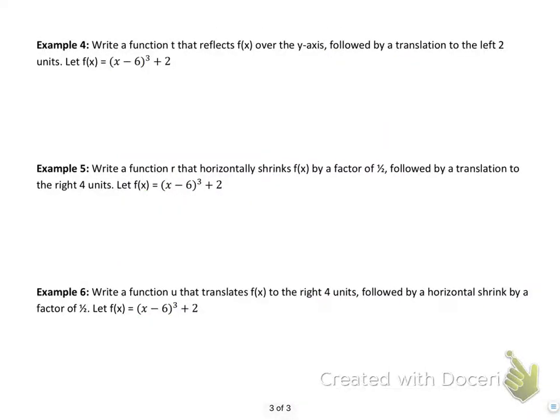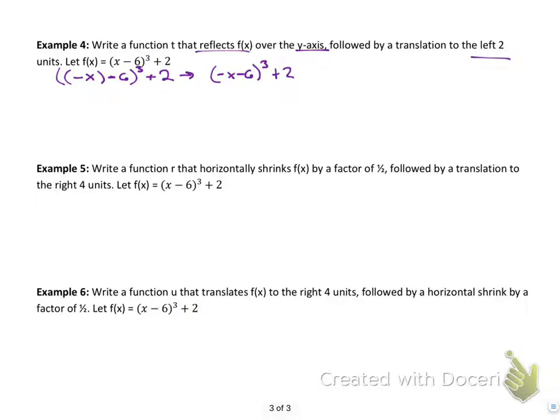Example 4. First, we have the reflection in the y-axis. So inside, instead of x, we put parentheses, minus 6 cubed plus 2. It's a reflection, so it gets a negative x, which means that that becomes negative x minus 6 cubed plus 2. Now it's moving to the left 2.